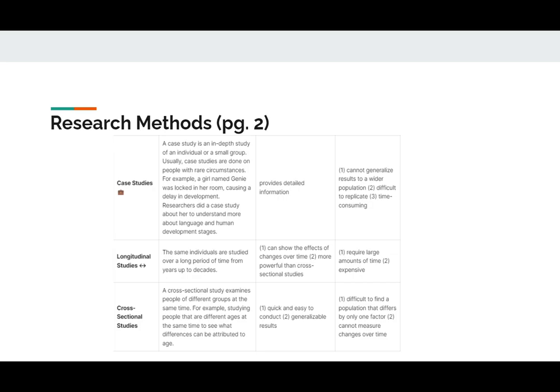There were questions saying researchers were interested in students, and they conducted a survey of the students to see why the responses are different by grade, like grade 3, grade 4 and grade 5. Yeah. And it's really quick and easy to conduct, with generalizable results. However, it's difficult to find a population that differs by only one factor, and also it cannot measure changes over time.